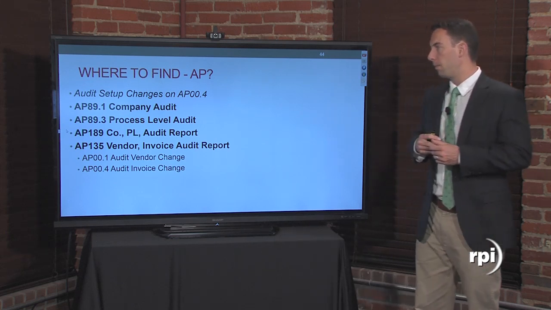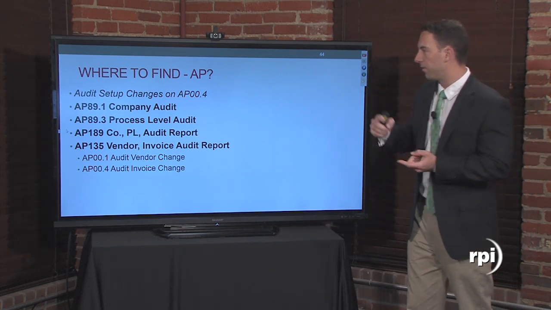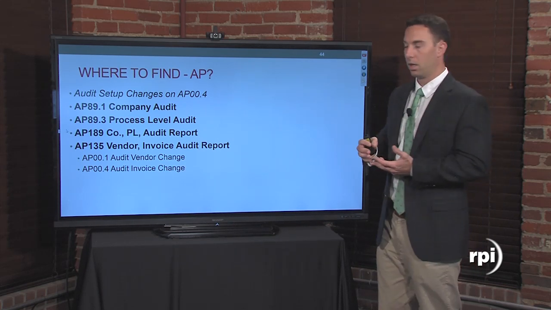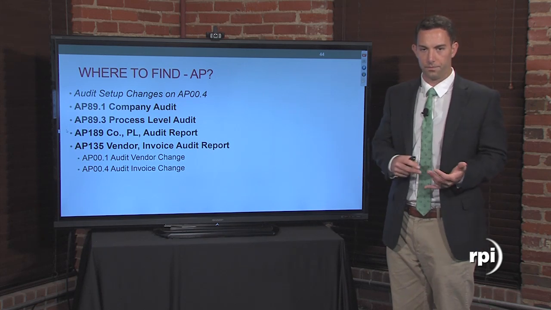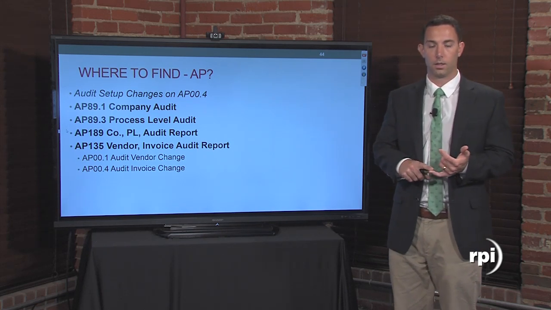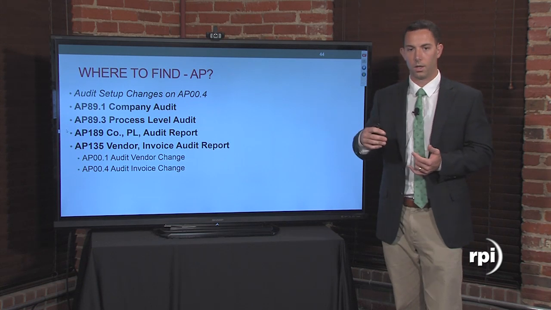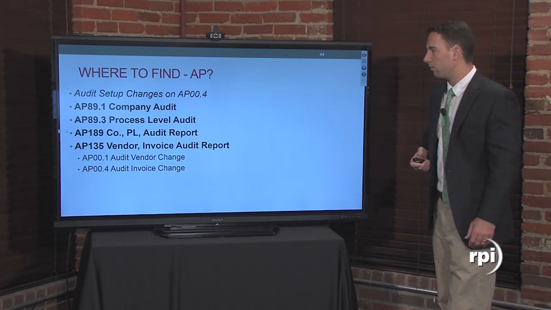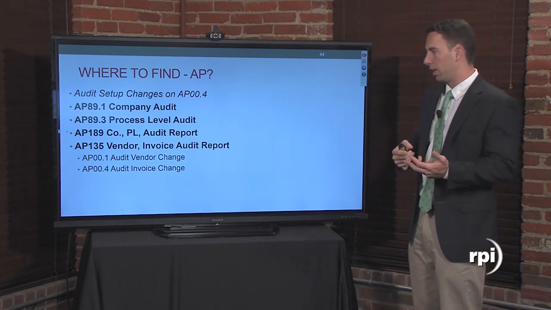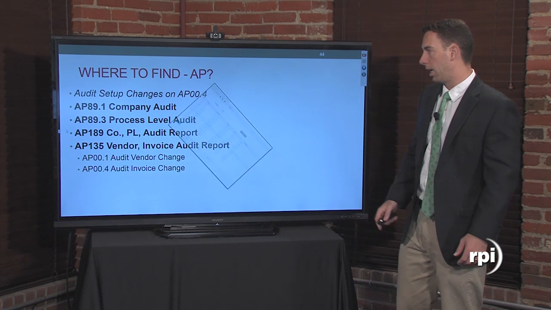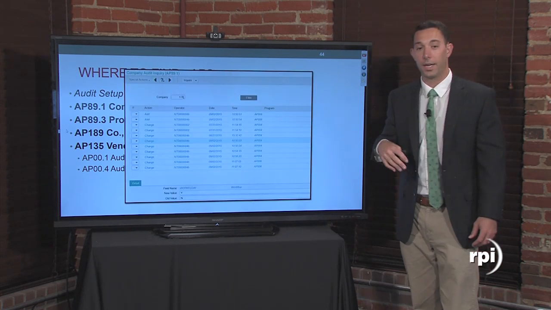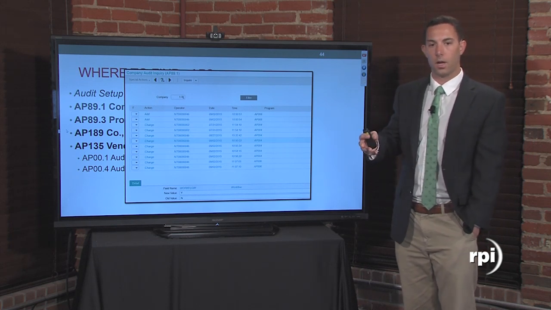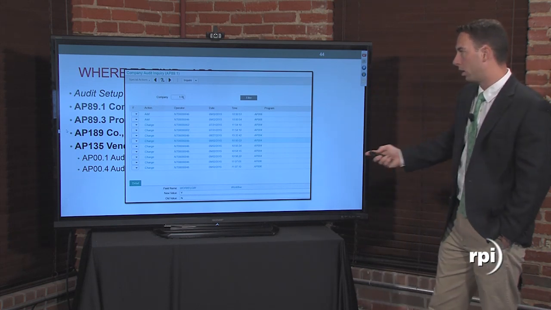Within AP, you have to turn on a flag somewhere within each one of these modules to begin auditing. And it's not the same across the board. In AP, it's going to be your company. So you got to go out to AP 00.4, turn on your auditing flag, and from that point on, here's what you can audit. So any changes to your company, process level, AP 89, 89.3, and then AP 189 is actually a report that brings all of that together if you need to email this around.